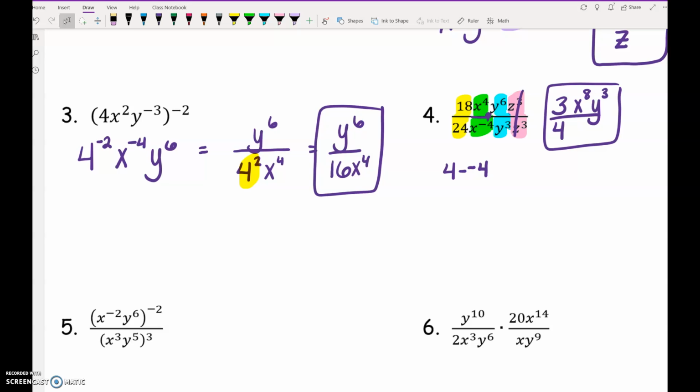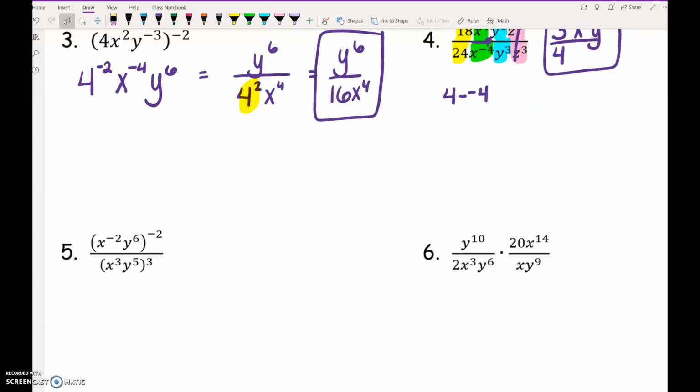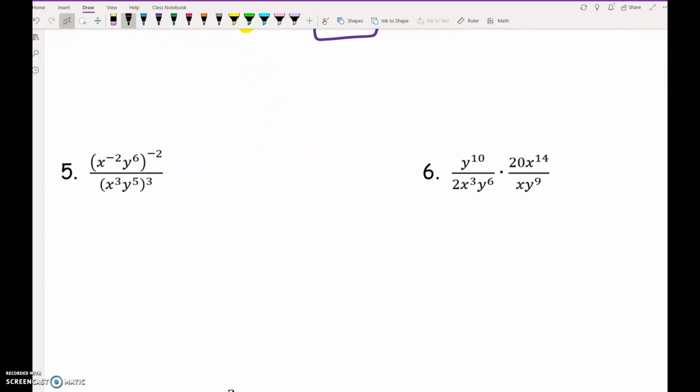Number 5 is really similar to number 4. It just takes a little bit of work to get there. So let's start this together. This would be x to the 4th, because negative 2 times negative 2 is 4. Y to the negative 12th, because 6 times negative 2 is negative 12. On the bottom, we have x to the 9th and y to the 15th.